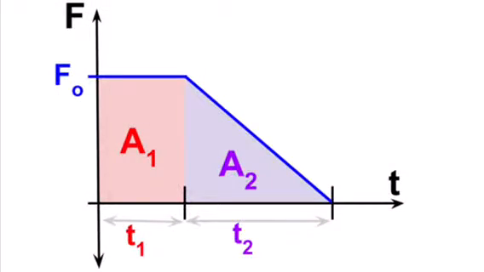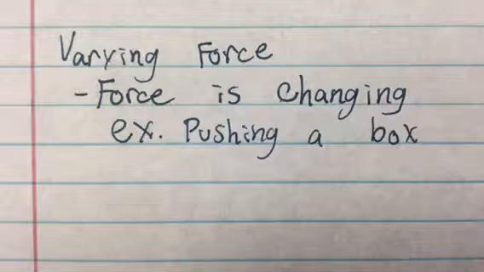Now let's go over how to graph work. For work, you put force on the y-axis and distance on the x-axis. The area under this graph is your work. This will even work with varying force. A varying force is when a force is not staying constant. An example of this is when you push a box, the more you push, the weaker you get, so your force is varying on the box. This is different from a constant force because the force for a constant force is constant.